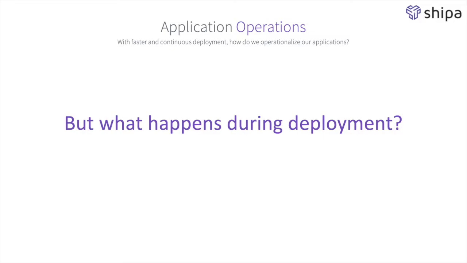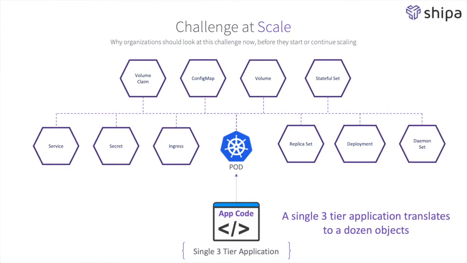If we look at a single three-tier application with a web server, the application code, and a database, when deployed, it creates up to a dozen objects inside Kubernetes, objects that may not be directly tied to the application pod itself, but rather independent objects distributed and created in my cluster.